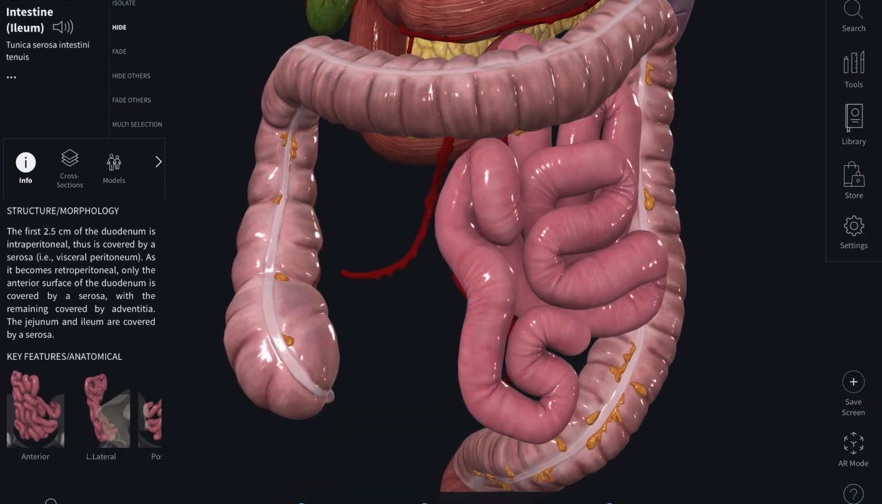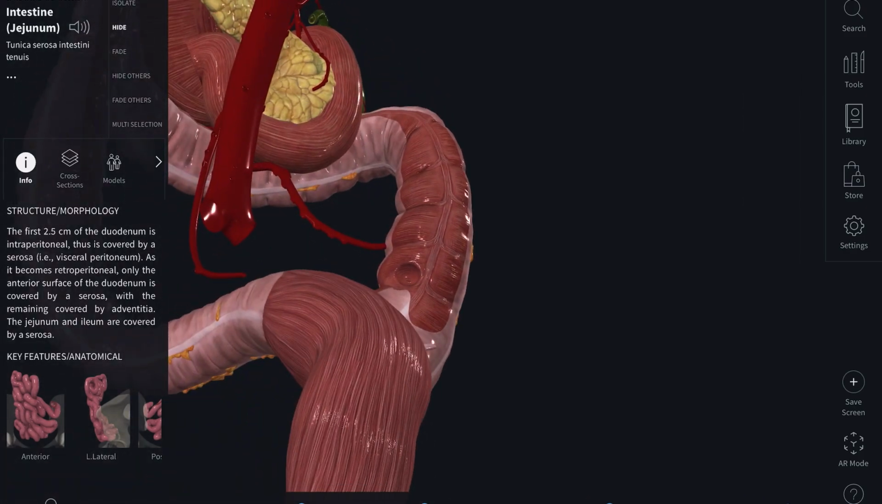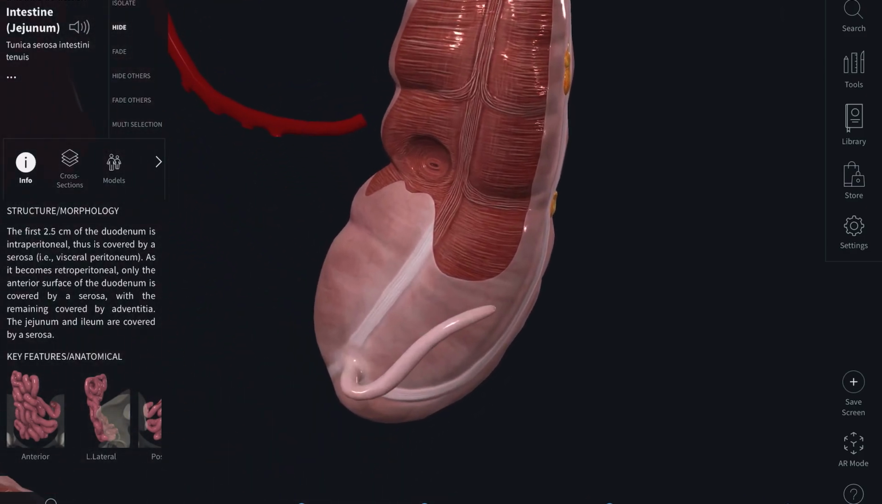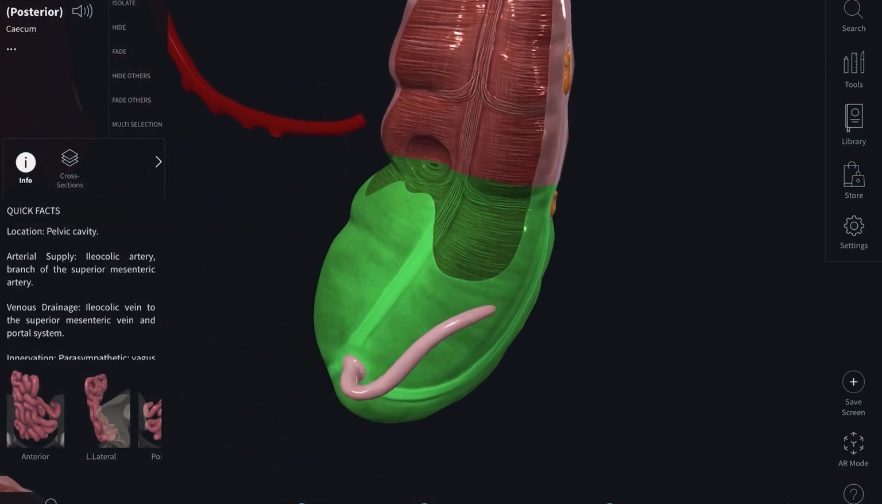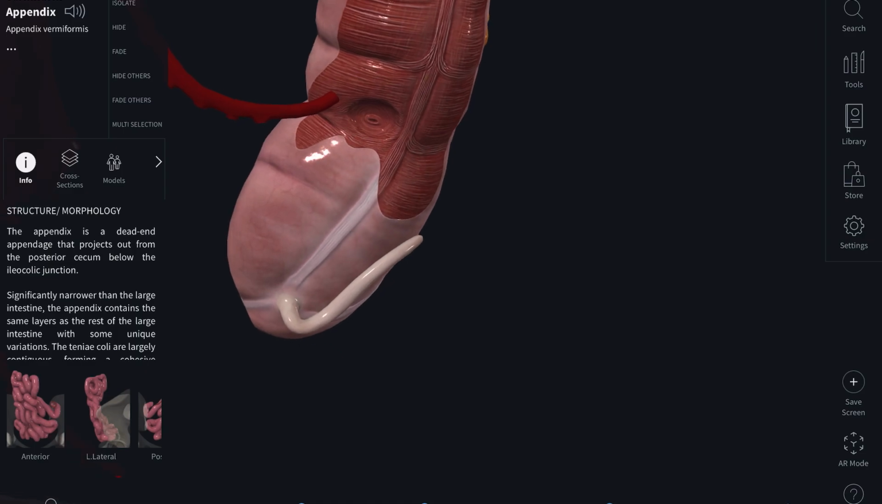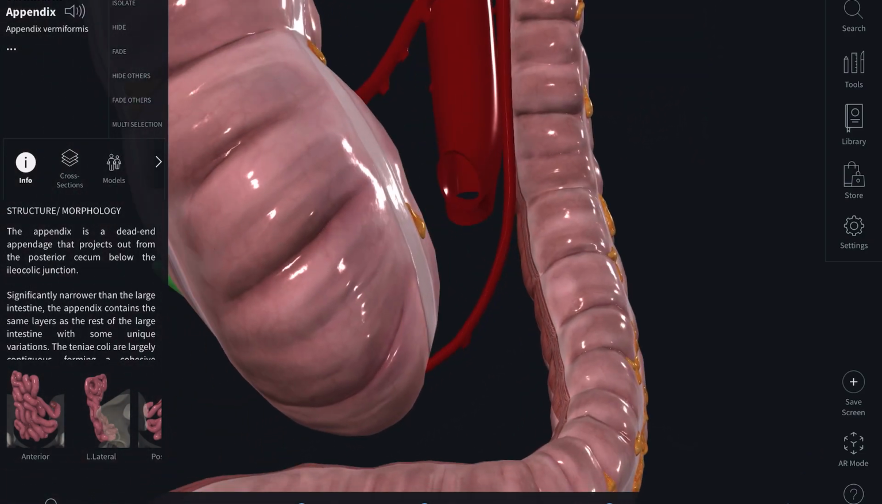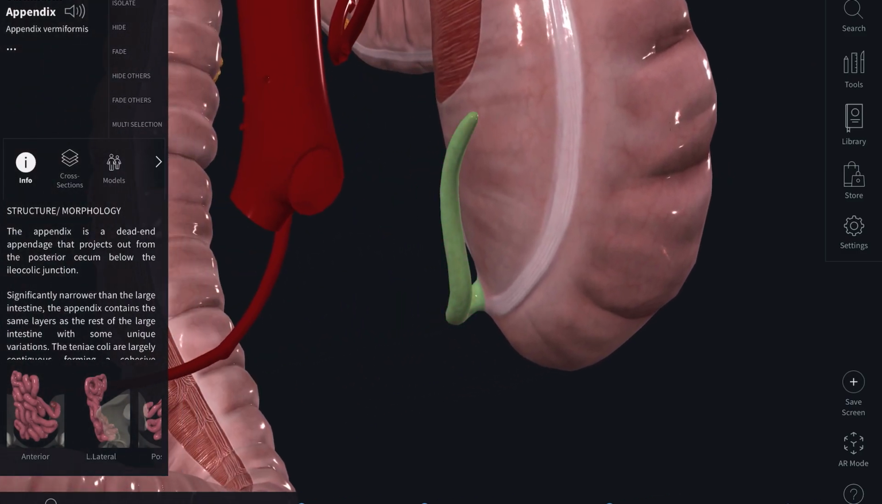Getting rid of these really quick, just leave you with that colon. Right here, that start of that colon is what's called your cecum. And on the back side of that, that's where your appendix is. And you get appendicitis when you get a piece of fecal matter that gets in there.